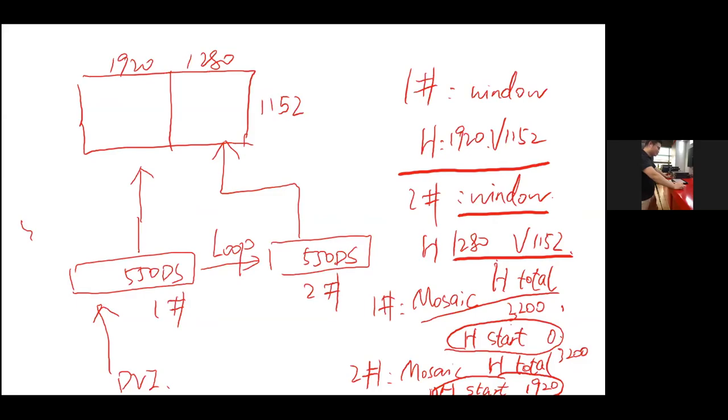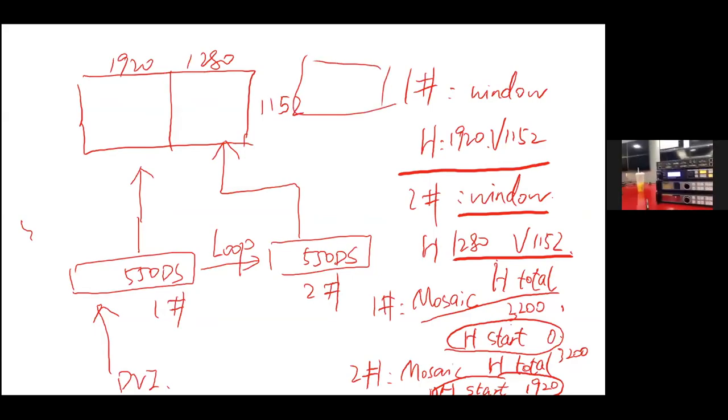Is it clear now? How to set up the parameters? Yeah, and if I want to loop another one, then? The same. If it's three pieces, then the start position should be plus. 3,200. Yeah, for three pieces, the horizontal start should be 3200, and the vertical start is zero, if it's only a horizontal mosaic.